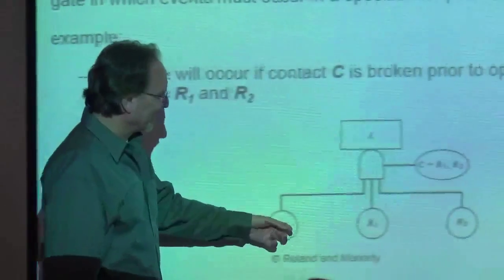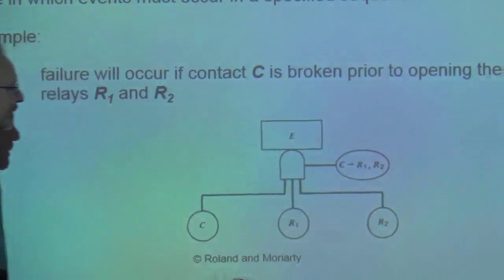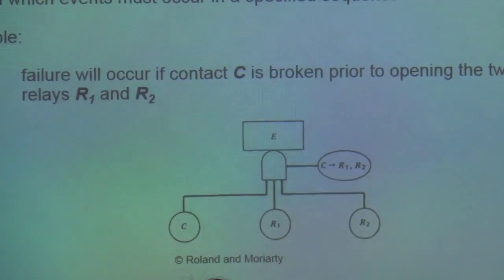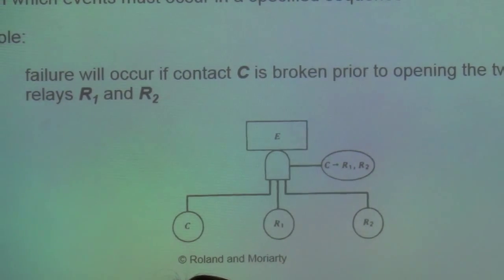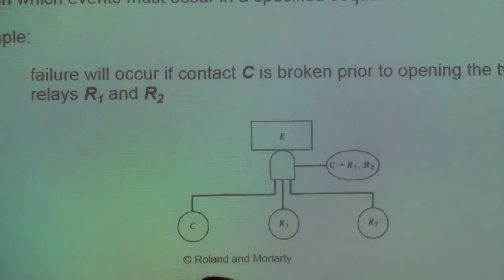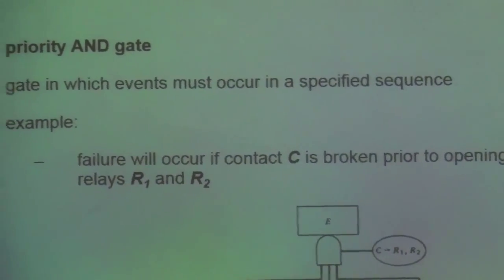This is an example of a modifier. Roland and Moriarty are much more meticulous about their use of symbols. That's why I like Moeller and Moriarty. I'm sorry that I print. Otherwise, I just signed up for the class. It's a really good book. But anyway, this is a conditional modifier. It's a priority AND gate.